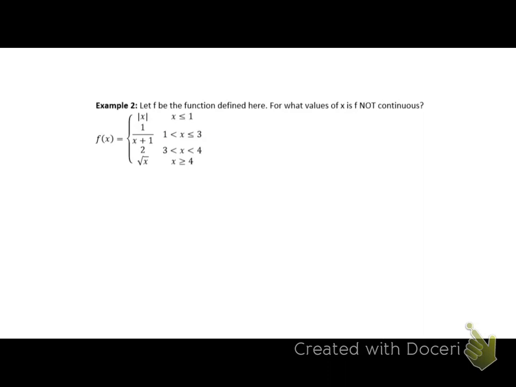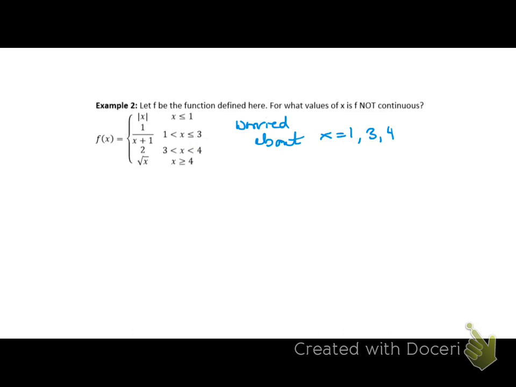2 is continuous everywhere, it's a number. And the square root of x would only be discontinuous where x is less than 0. Again, because we're talking about x greater than or equal to 4, not an issue. So we're only worried here about where it switches from one equation to another. So we are worried about where x equals 1, 3, and 4. I got those numbers because from 1 to 1 it switches here, from 3 to 3, and then from 4 to 4. That's where those numbers came from.